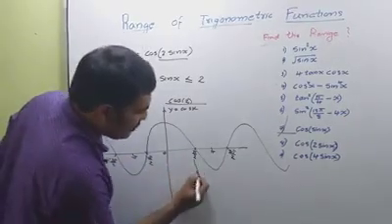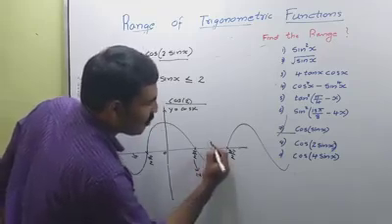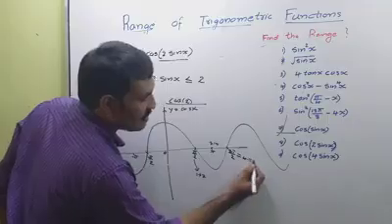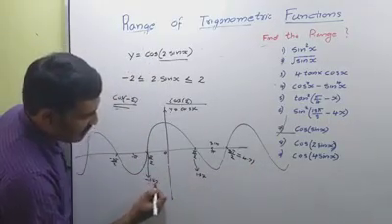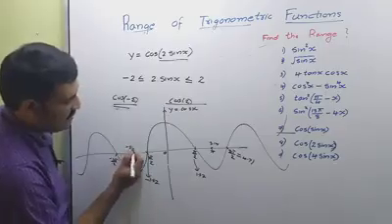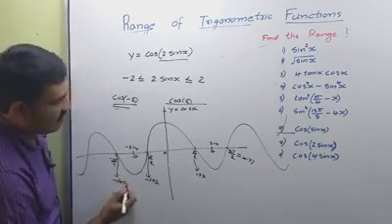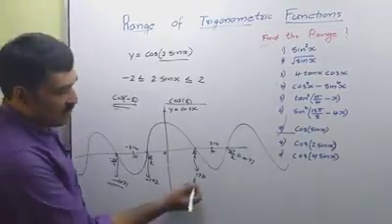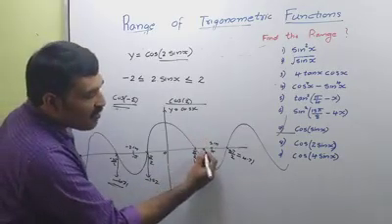And pi by 2 means this is equal to 1.57. Pi is 3.14. And this value is equal to 4.71. Similarly, minus 1.57, minus 3.14. And this point is minus 4.7. So this is 1.57. So we can mark 2. We can mark a value 2.